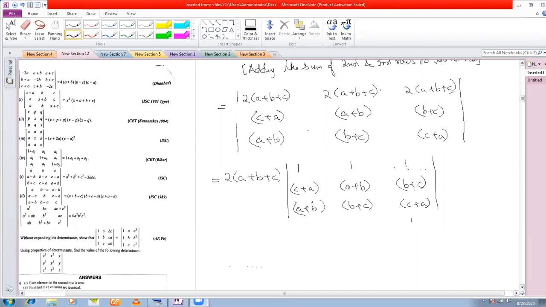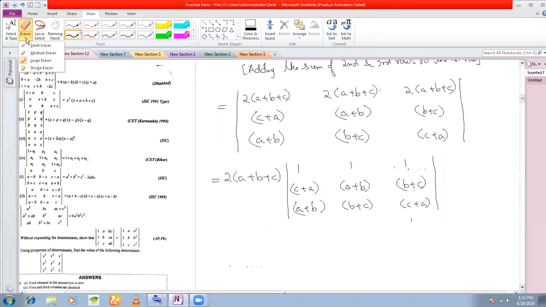So what I'll do is I will not take twice a plus b plus c common. What I'll take here is only two common. I'll keep a plus b plus c here. I'll take only two common, and I'll keep a plus b plus c here.